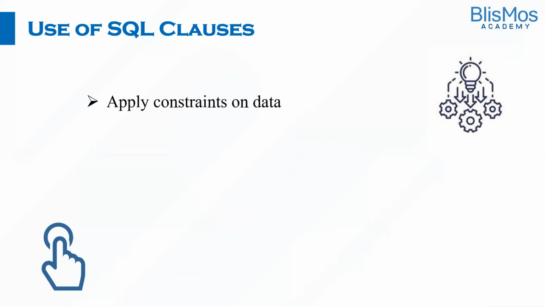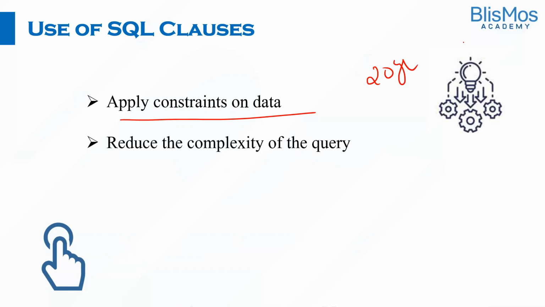SQL clauses allow us to apply constraints on the data. What kind of constraints? It all depends on the project. It can be, for example, the buying pattern of all the people less than 20 years old. That can be a constraint. So they allow us to apply constraints on the data. They also help us to reduce the complexity of the query. Means by using the SQL clauses, we'll be able to achieve what we want to achieve by reducing the complexity.